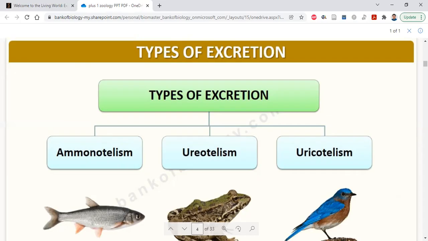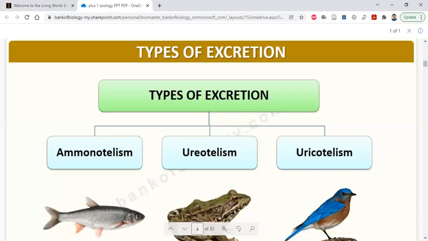Many bony fishes, aquatic amphibians, and aquatic insects are ammonotelic in nature. Ammonia, as it is readily soluble, is generally excreted by diffusion across the body surface or through the gill surface present in fish, as you are seeing in the picture. They are called ammonotelic organisms, and kidneys do not play any significant role in these animals.